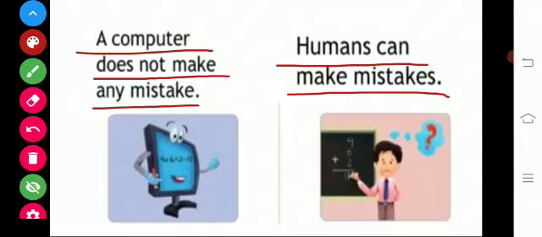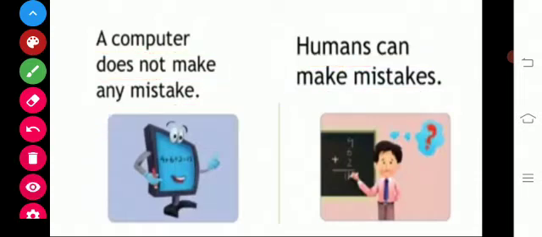But a man remembers things but can even forget them after some time. A man can remember also, but after some time he can also forget. But a computer never forgets. Isn't it, children? So a computer does not make any mistakes, but a human makes mistakes.